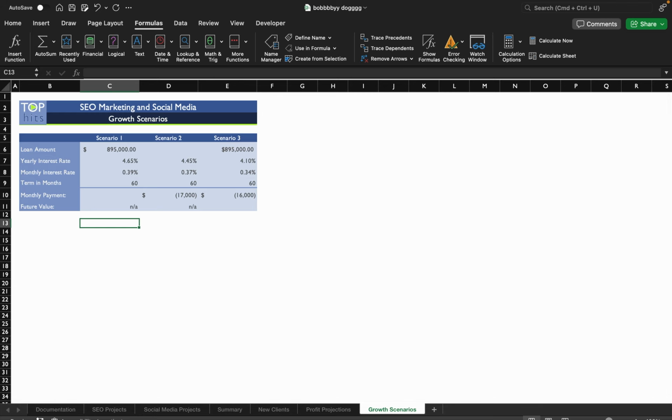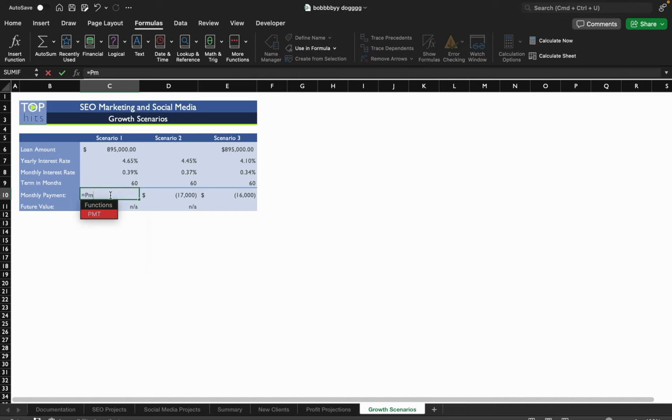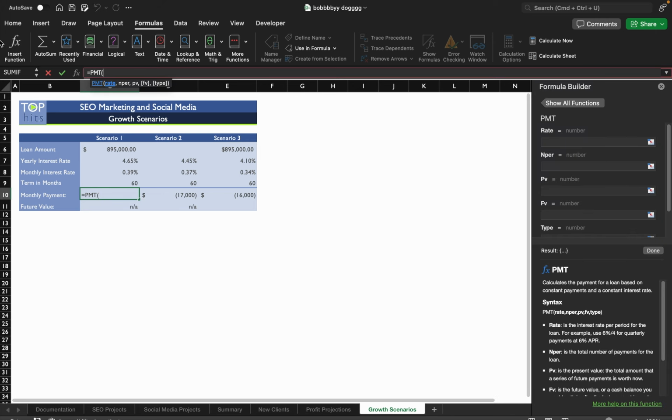So here we go. Calculate the monthly payment for scenario 1 as follows. In cell C10, we're going to enter a formula using the PMT. So I think this is for the payment. Then we're going to open up the insert function to make it easier. Right here, it lets us know that the PMT calculates the payment for a loan based on the constant payments and the constant interest rate.